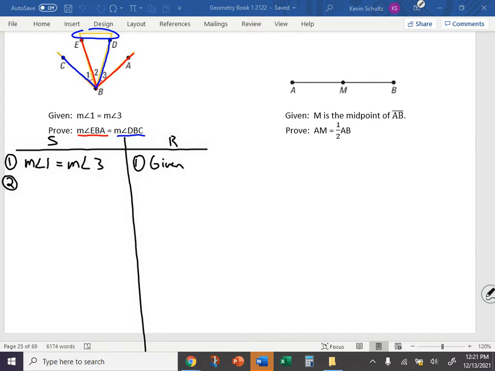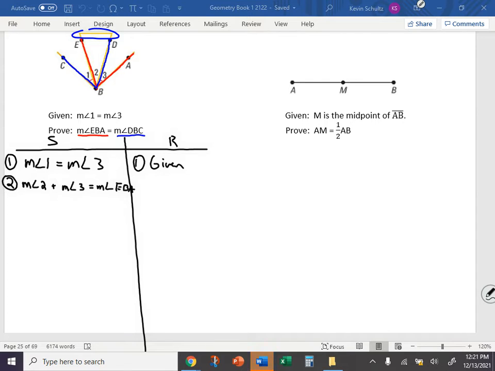Measure 3 and measure 2 equal EBA. Ooh, EBA, excellent. Yes. The only thing we really know about EBA is that the measure of angle 2 plus the measure of angle 3 equal the measure of angle EBA. I told you I cut myself short. I still did it, right?